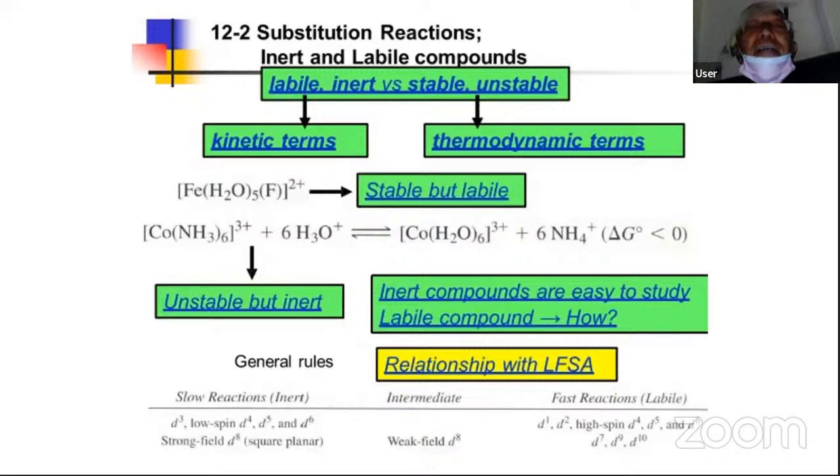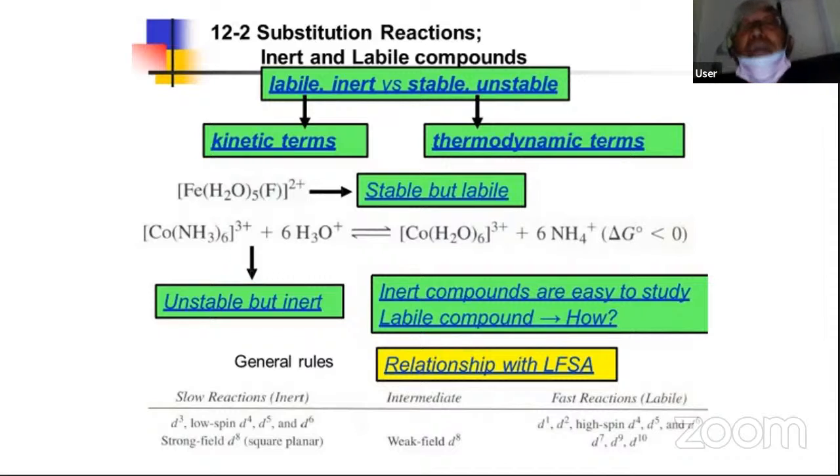So this is another example. This complex with the ligand fluoro and 5 water molecules is a stable complex, meaning if you have this solution, it remains 1 day, 5 days, maybe 1 month, stable. But the reaction is labile. The fluorine is small in size, therefore they're very labile.